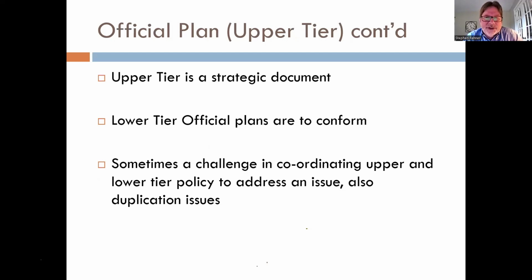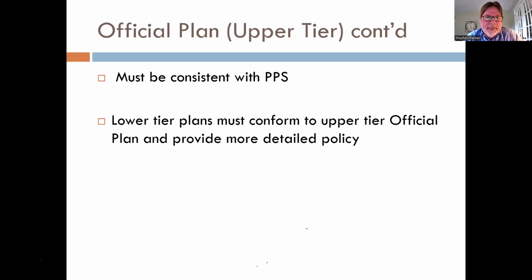So the upper tier is a strategic document, and the lower tier has to conform with that. Sometimes there is a challenging coordinating policy to address certain issues. And there is certainly some duplication in the plans. There's no doubt about that. But again, the upper tier has to be consistent with the PPS, and the lower tier plans must conform to the upper tier. But they do provide more detailed policy.